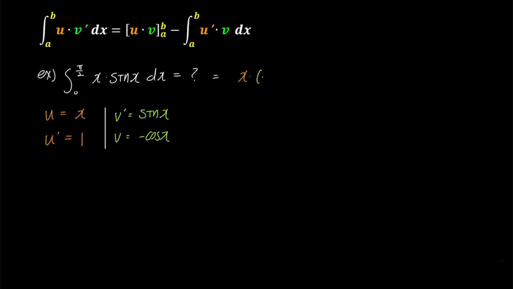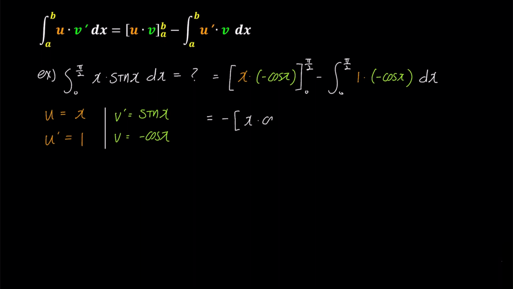Since it is a definite integral, we need to substitute pi over 2 and 0 for x times negative cosine x, and the remaining part becomes the integral of 1 times negative cosine x dx. If we take out the minus sign inside the integral and simplify, we get minus bracket x times cosine x from 0 to pi over 2 plus integral of cosine x from 0 to pi over 2.